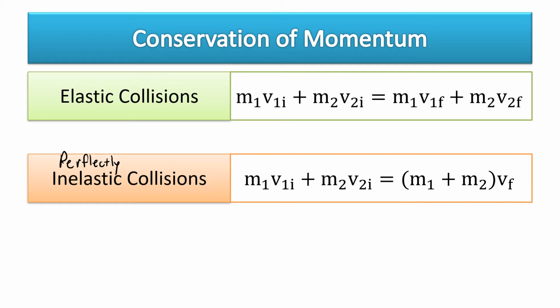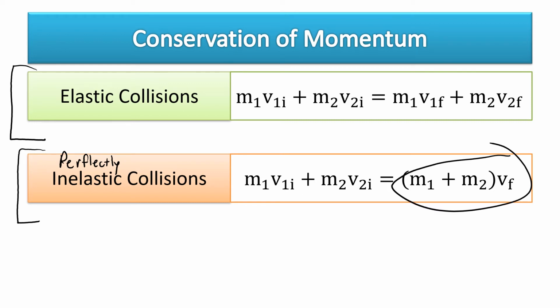You could have a partially inelastic collision where they don't stick together, but you still lose some kinetic energy, so it's not considered totally elastic or inelastic. It's like a range in between. But for this class, they'll either be totally elastic and bounce off each other, or perfectly inelastic and stick together like this, so we can use this new equation.